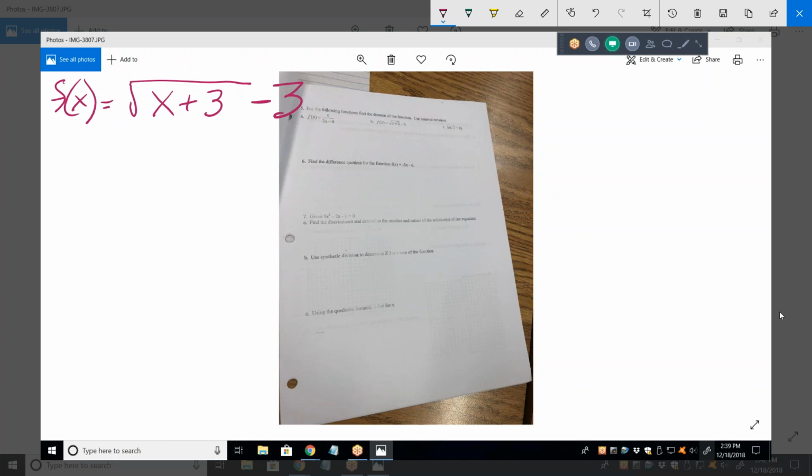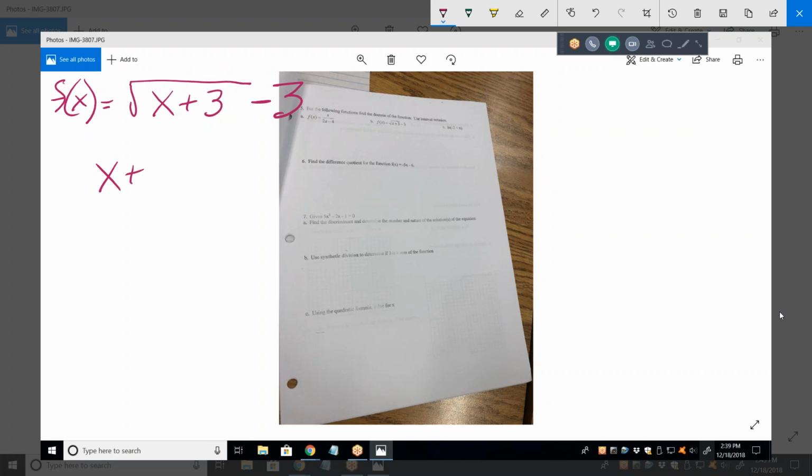When you have a radical sign, what can't you do? What can you not take the square root of? 0? No, you actually can take the square root of 0. It's 0. You can't take it of negative numbers. Okay. So when you see a square root sign, you know whatever is under the radical has to be greater than or equal to 0. Okay.